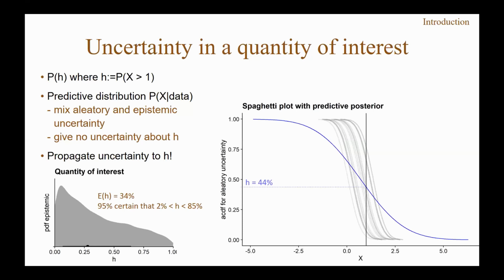I therefore argue that when we are working with Bayesian inference, it could happen that we miss this important part, that we have to figure out what is the quantity that we are interested in, and how can we summarize uncertainty in that quantity and still keep aleatory and epistemic uncertainty apart.